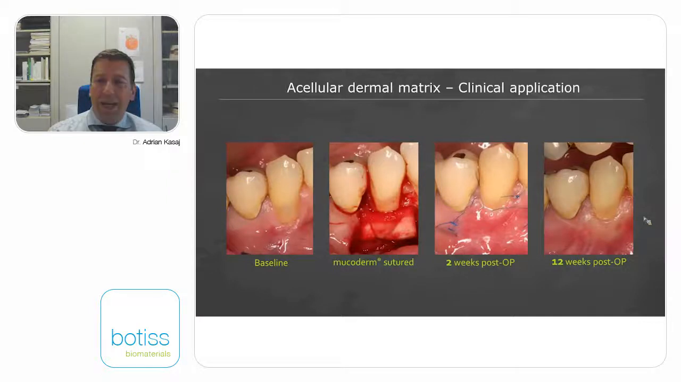But we should also be aware that we cannot change with these matrices the overlying characteristics of the flap. So if we have overlying alveolar mucosa, we cannot expect that this overlying alveolar mucosa will become keratinized. So there's no induction of keratinization, so no change of the covering epithelium.